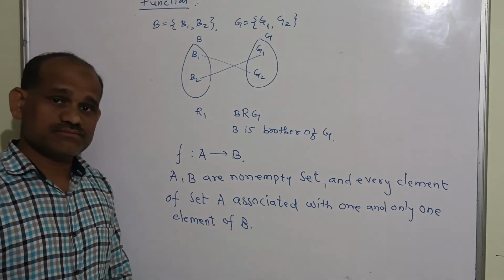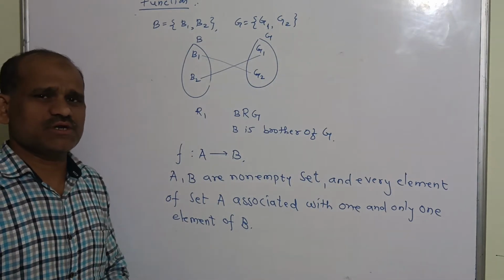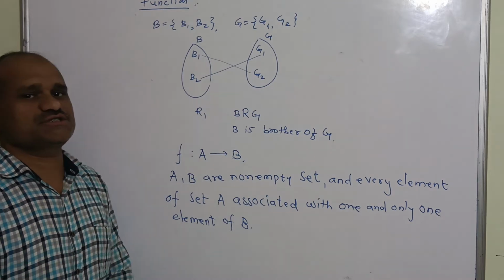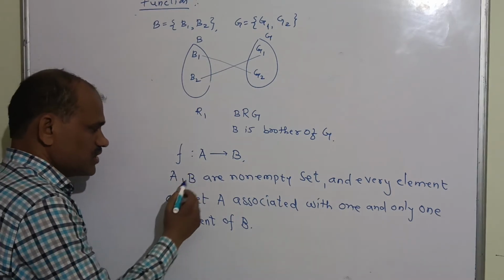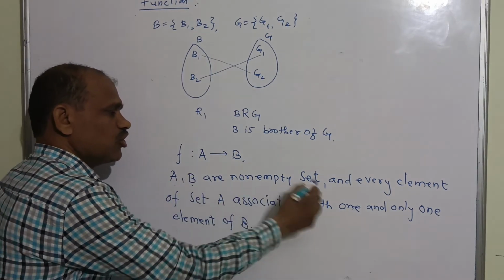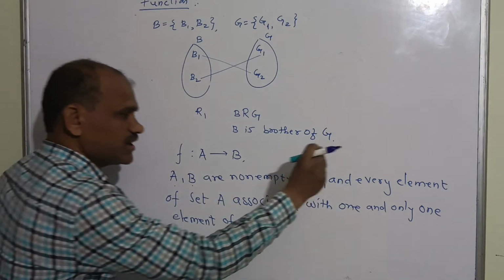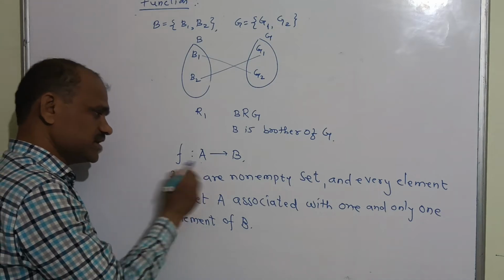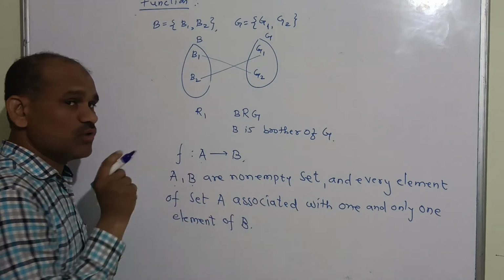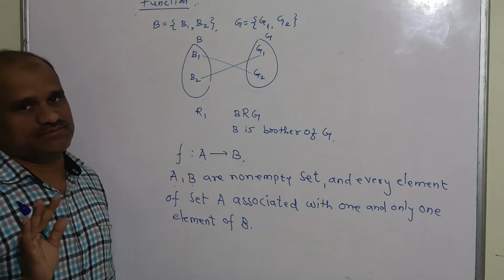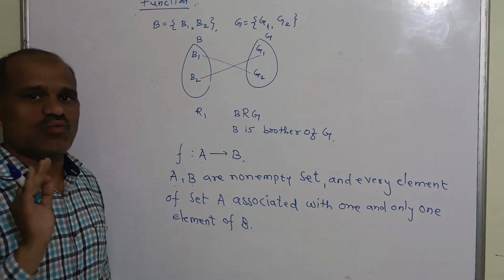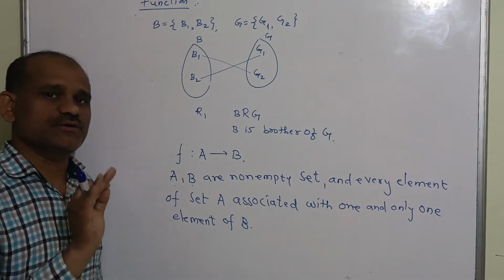So what is a function? A function is a special type of relation, but there is some restriction. What is the restriction? A and B are non-empty sets. That means at least one element should be there, and every element of the set A is associated to one and only one element of the set B.